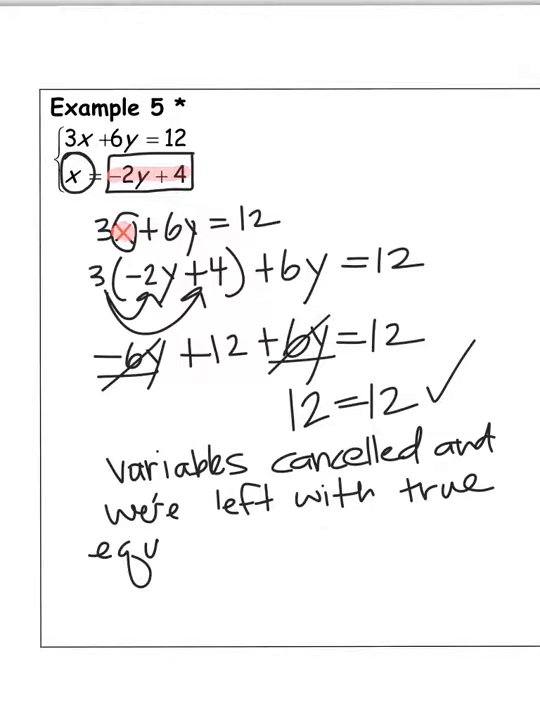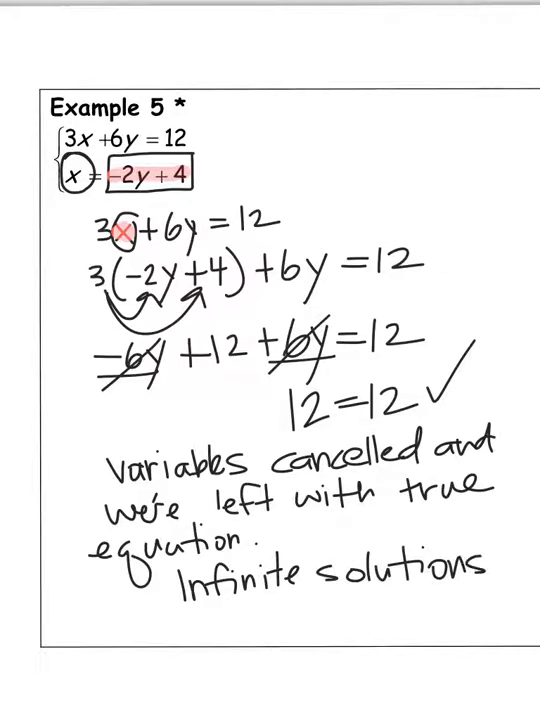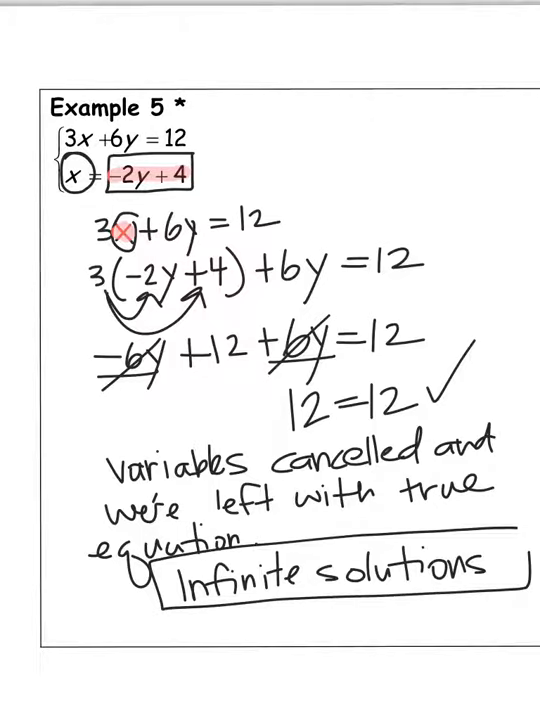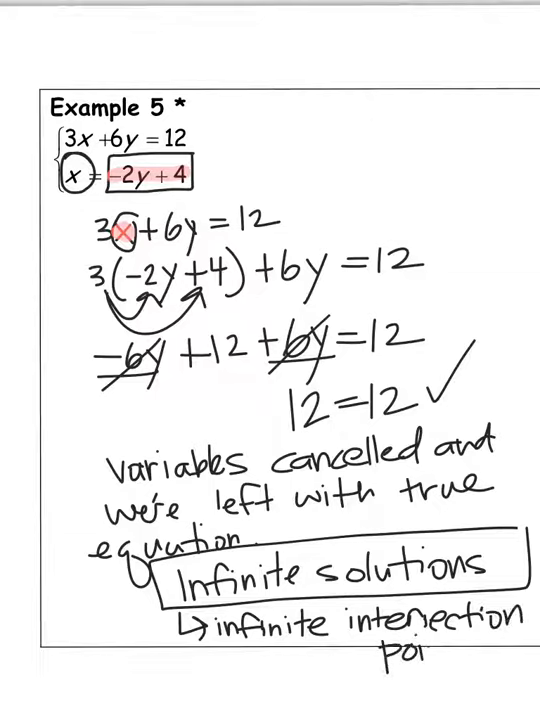Do you guys remember what that means? From Unit 1, that means that there are infinite solutions. So normally our answers have been just one intersection point, an x and a y. This means there are infinite intersection points. Infinite means there are so many it is impossible to count. They keep going and going and going. There are infinite points of intersection.